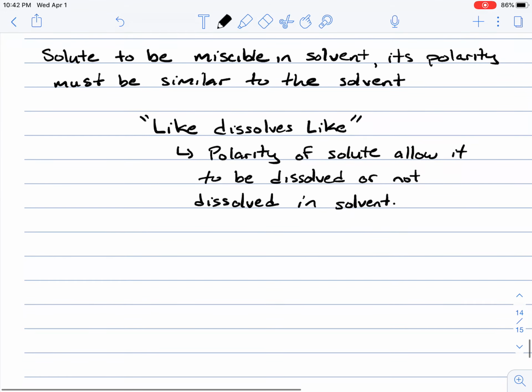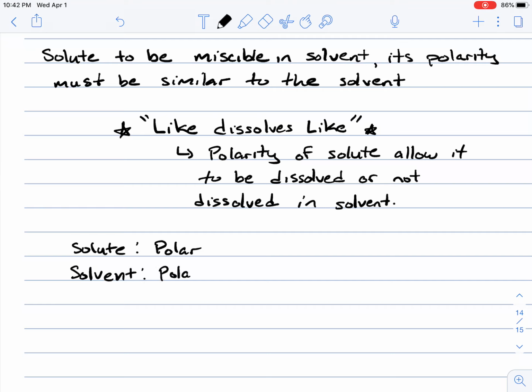Okay. And so this phrase, like dissolves like, basically describes that if your solute is polar in character, and if your solvent is also polar in character, then you should see a homogeneous solution. In other words, it's miscible. The solute is miscible in the current solvent that it was put in.